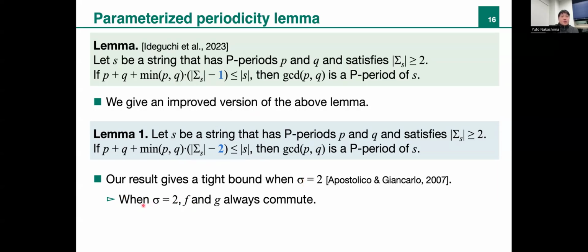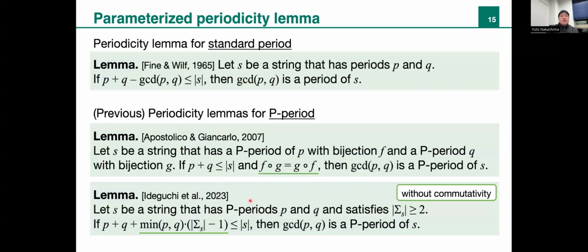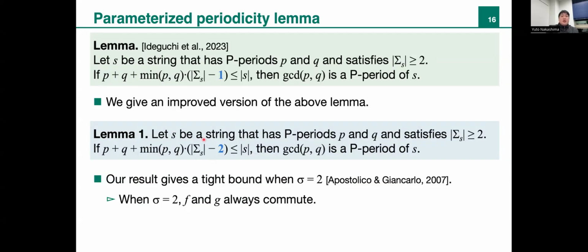In the binary case, F and Z always commute, so this lemma is equivalent to our conditions. Because this is 2, this term becomes 0, so it is the same statement.